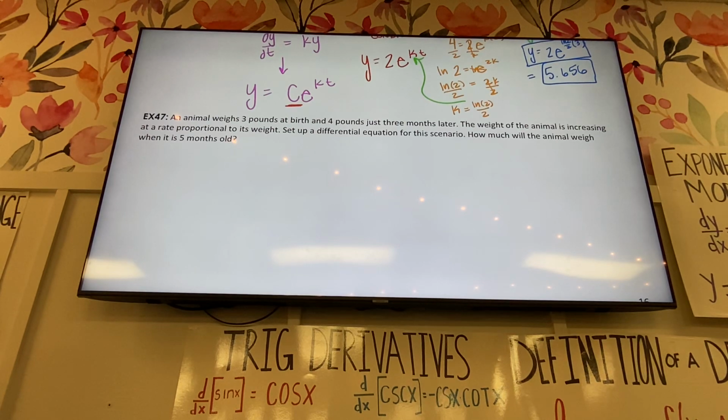All right, so this right here, the weight of the animal is increasing at a rate proportional to its weight. That is your little sentence there that tells me this is my special differential. So dw/dt is going to be k times w.